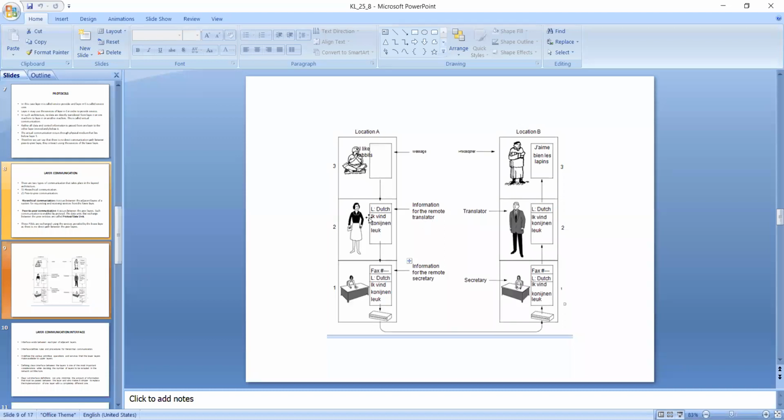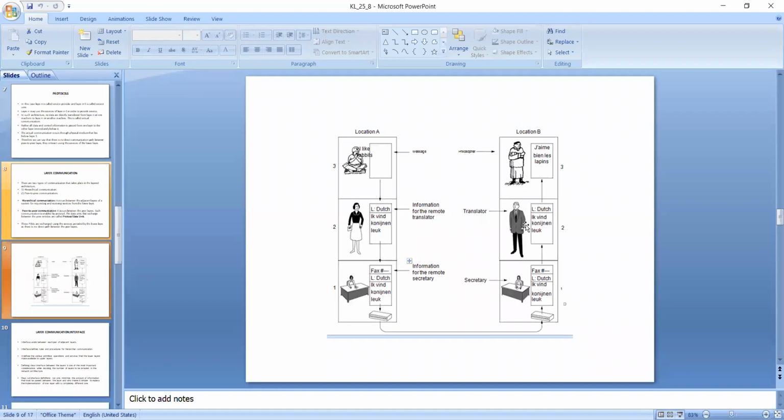Here, layer 2 is a translator, and there is direct communication between this philosopher and the translator. The philosopher said, "I like rabbits." This translator knows English, so he has to translate into either Chinese or French. But this translator has no facility to communicate directly with the philosopher in location B. There is a protocol: he has to communicate with the same layer 2 in location B. So who is there in layer 2 in location B? A translator. So this translator has to communicate with the translator in location B.